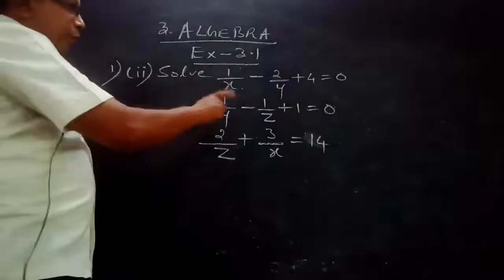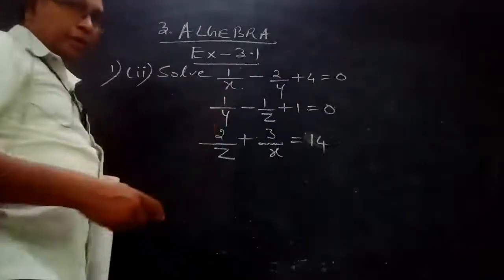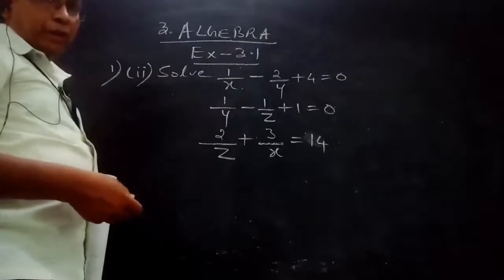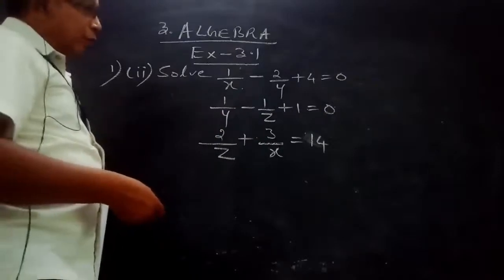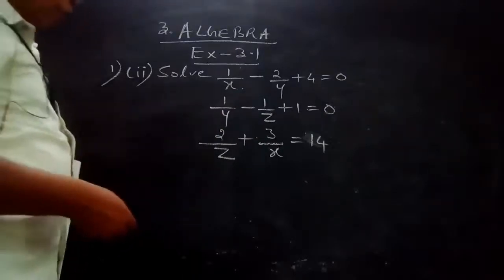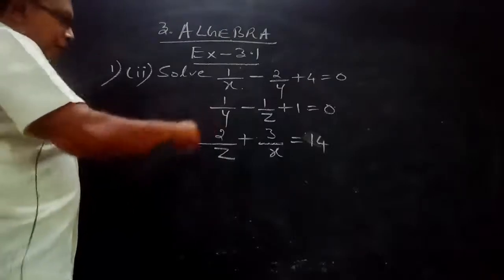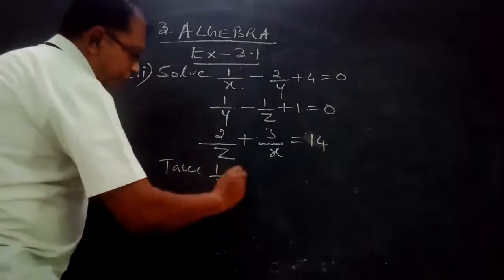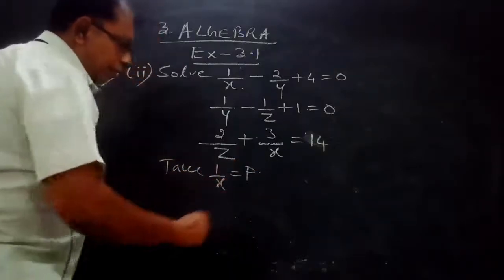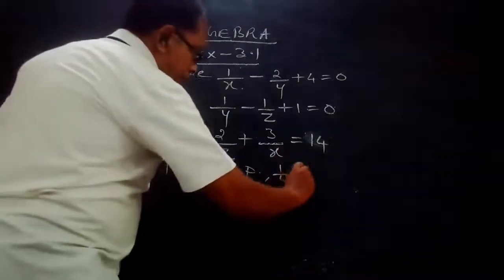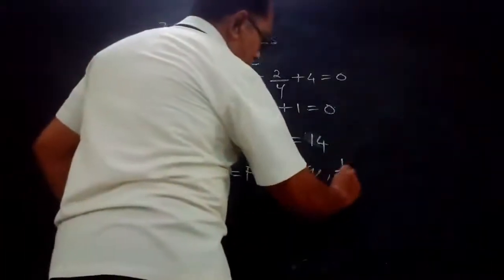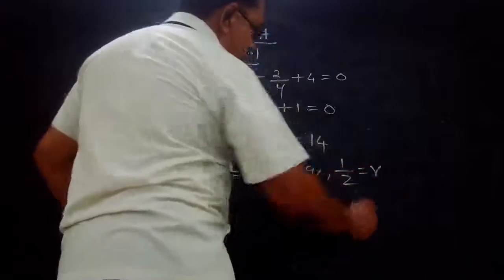You see the variables x, y, z exist in the denominator. Variables are not allowed in the denominator. Therefore, we change the pattern. I take 1 by x as p, 1 by y as q, and 1 by z also I take as r.